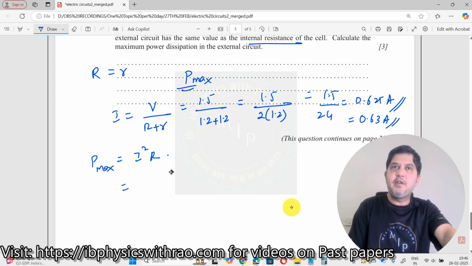Don't take 2R here. You are going to find out the maximum power dissipation in the external circuit. What is there in the external circuit? Only that resistance R over there. So you should only take this value of R. This small r is hidden inside the battery. Do not take that.